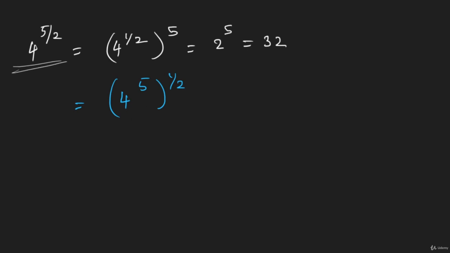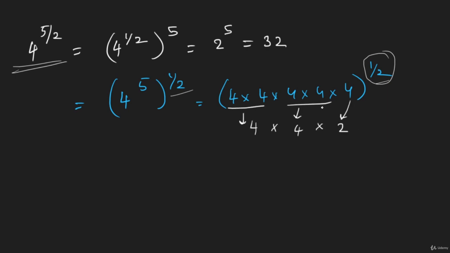Now let me expand this. This is 4 into 4 into 4 into 4 into 4. You have 5 4s over here, and then you have your power 1 by 2 over here. Now when you raise a number to the power 1 by 2, from every 2 you take 1, right? So you have 2 4s over here, you take 1 4 from these 2 4s, and 4 can be written as 2 into 2. So from this you take 1 2, right? So therefore this is equal to 4 into 4 into 2. 4 into 4 is 16. 16 into 2 is equal to 32.